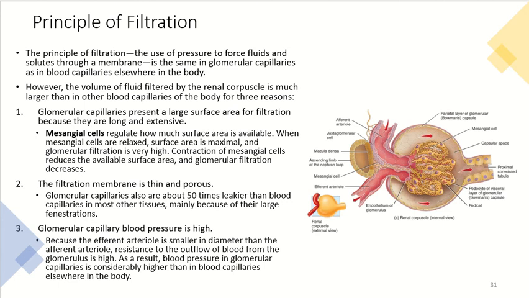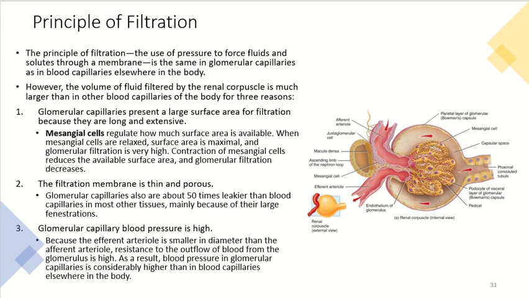So now, moving forward, we're going to look at the principles of filtration. This is the use of pressure to force fluids and solutes through a membrane, and it is the same in glomerular capillaries as what we see in blood capillaries elsewhere in the body. However, the volume of fluid that's filtered by the renal corpuscles is much larger than what we would see in other blood capillaries of the body. And this happens for three reasons.